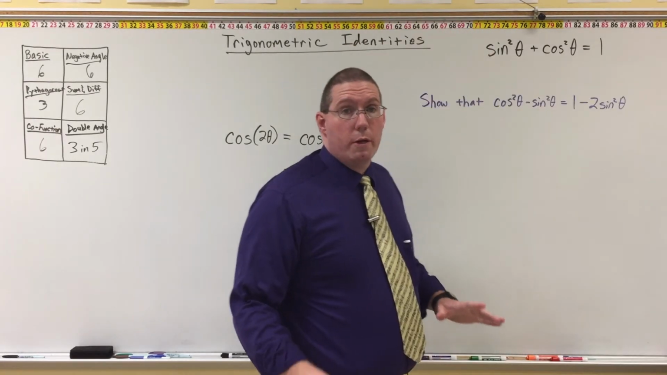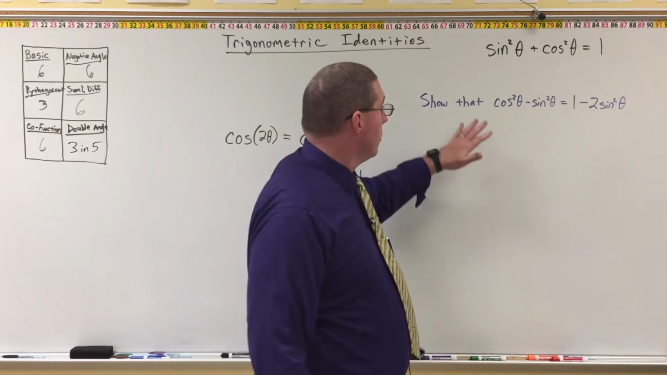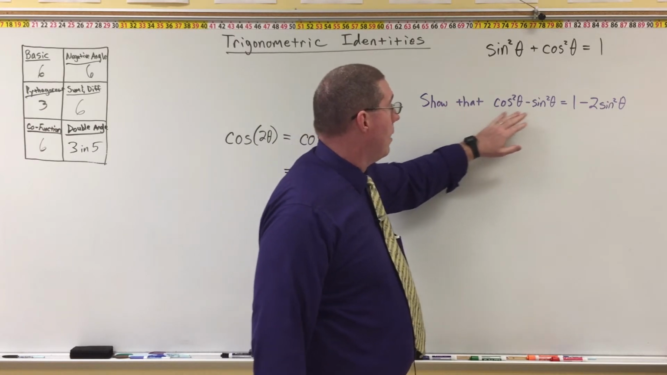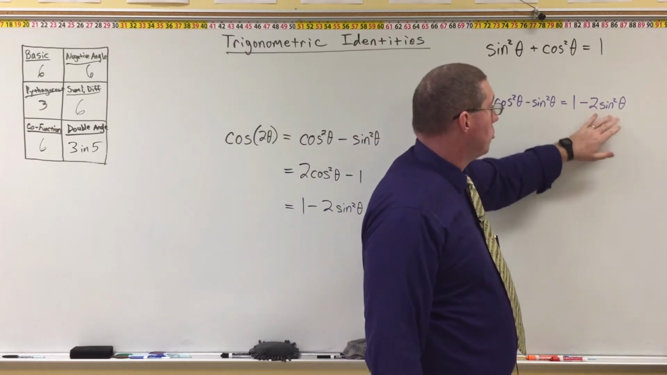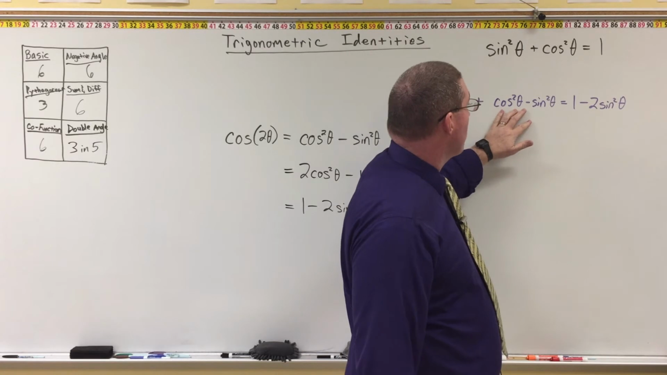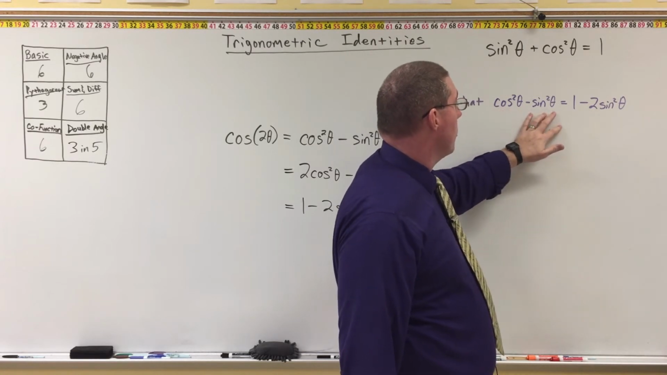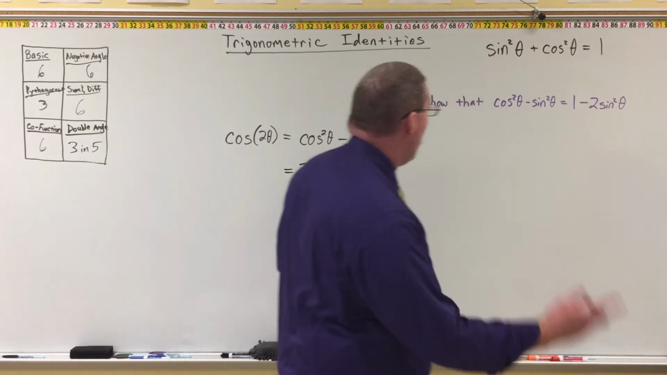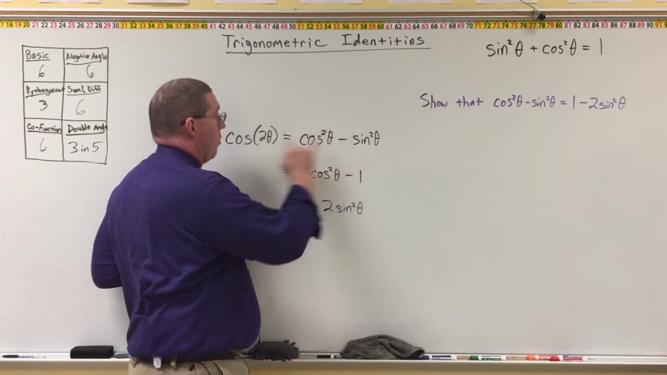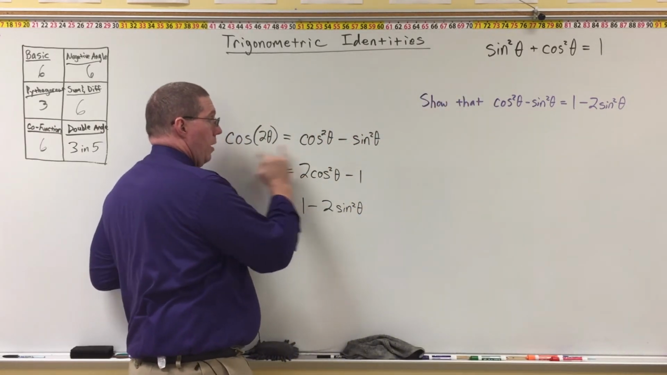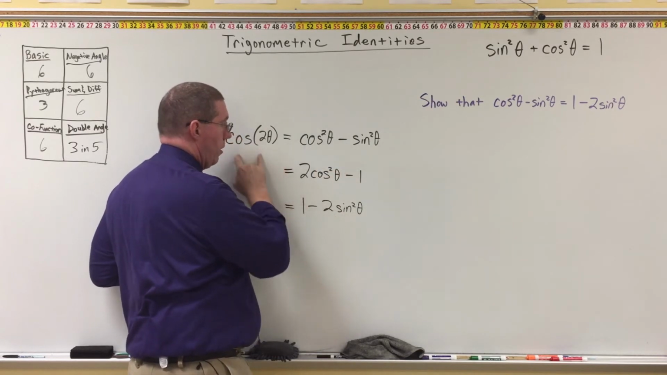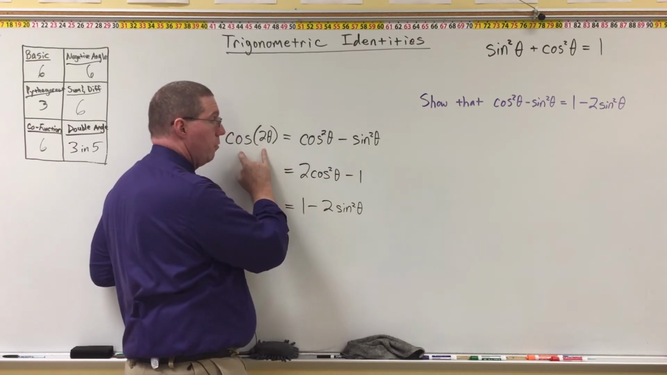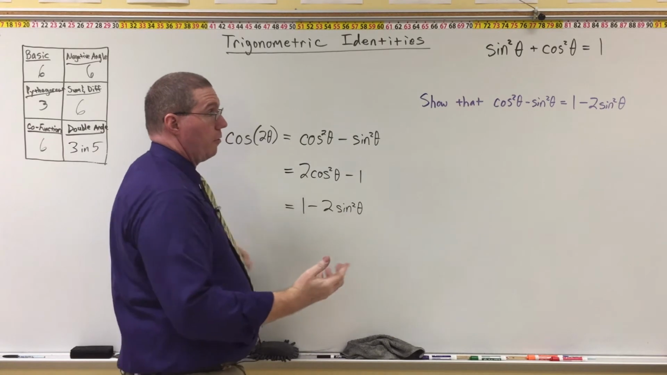All right, so what you'll have a lot of times in trigonometry is you'll see something that says, show that one expression is equal to another expression. Show that cosine squared of theta minus sine squared of theta is equal to 1 minus 2 sine squared of theta. All I've done is I've taken this formula for cosine of 2 theta and this formula for cosine of 2 theta. Since they're both equal to cosine of 2 theta, they have to be equal to each other, right?